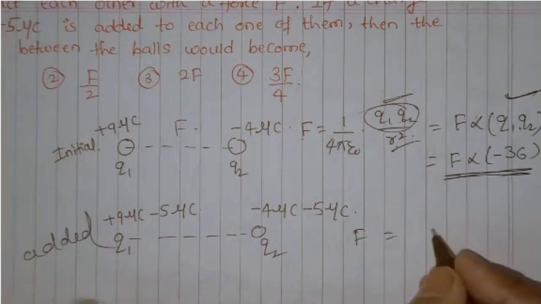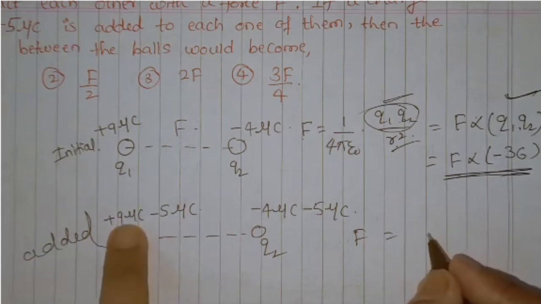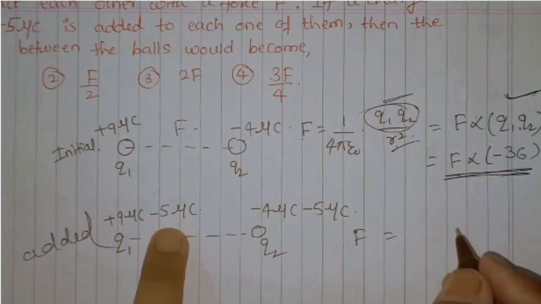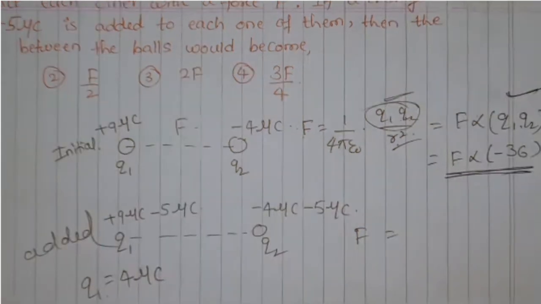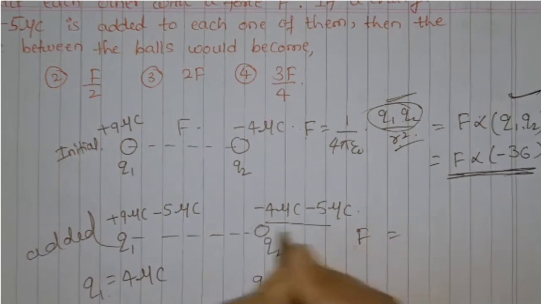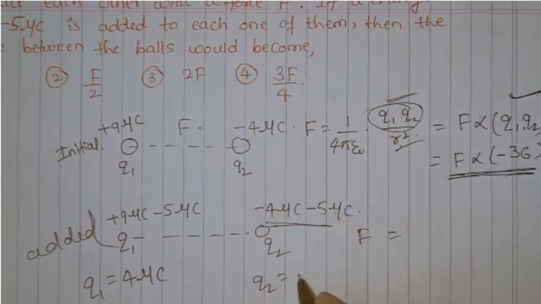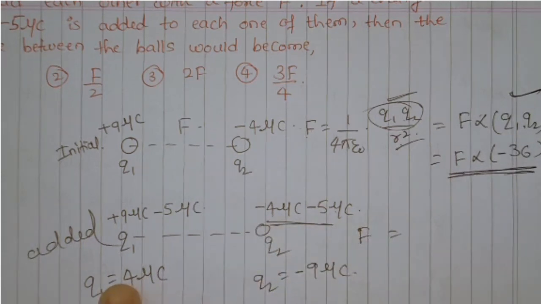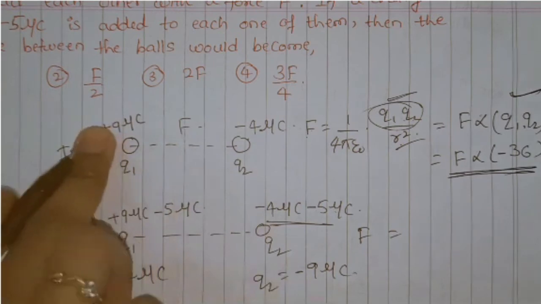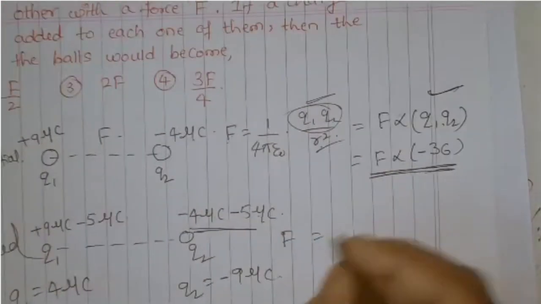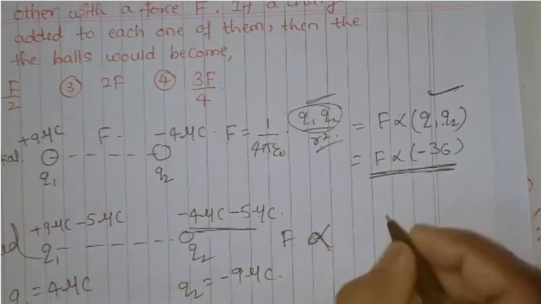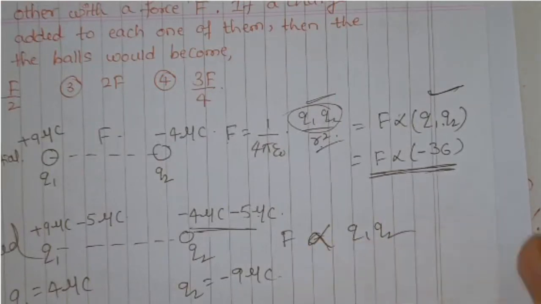If I take this F, see here the charges. Plus 9 minus 5, how much is remaining over here? Q1 is 4 microcoulomb. Here, how much does Q2 become? Minus 4, minus 5, minus 9, correct? Plus 4 minus 9, so here plus 9 minus 4 gives minus 36.